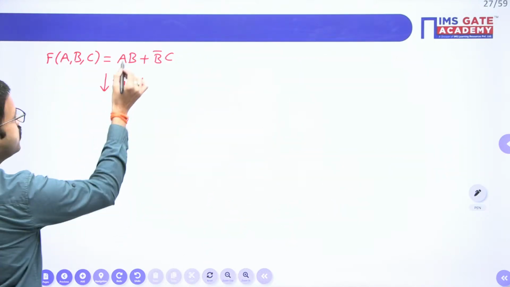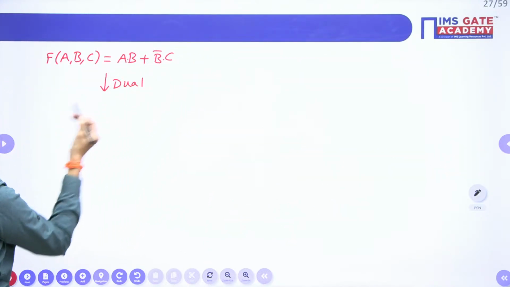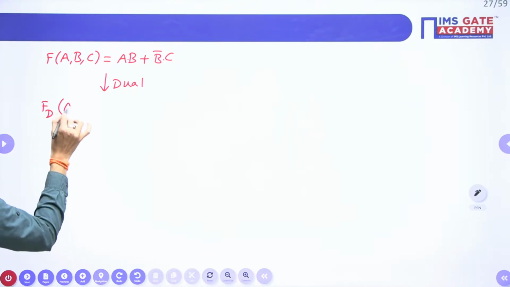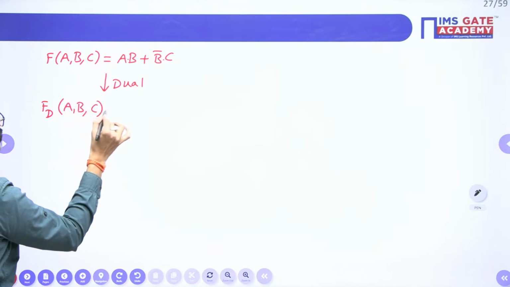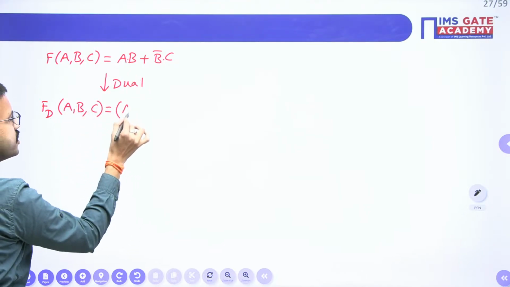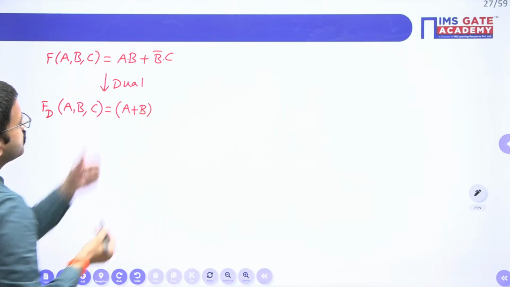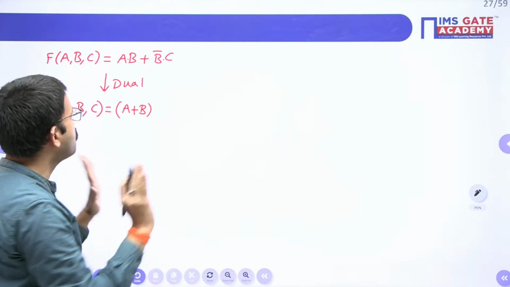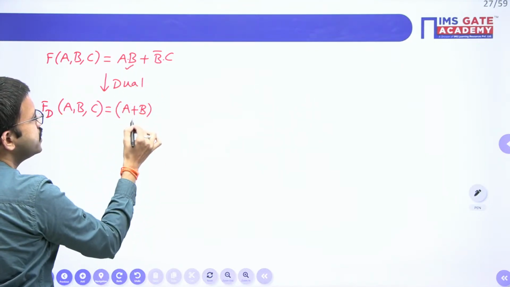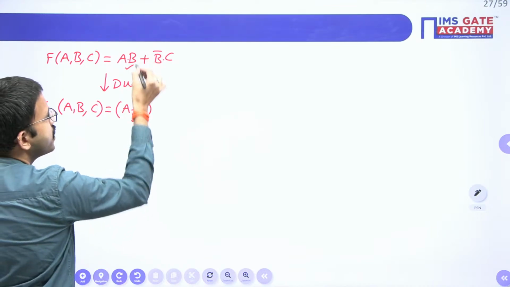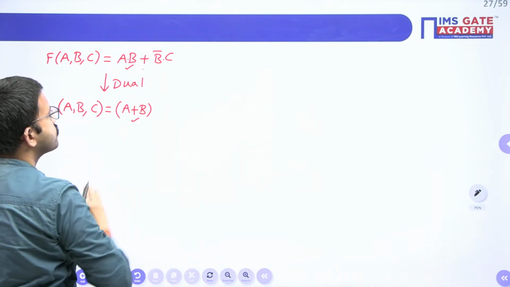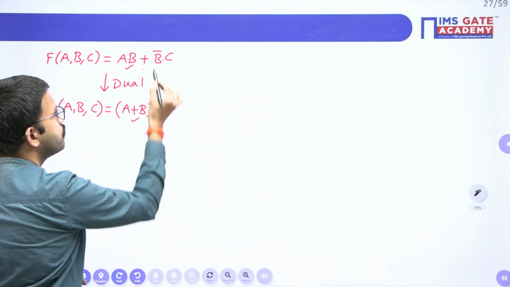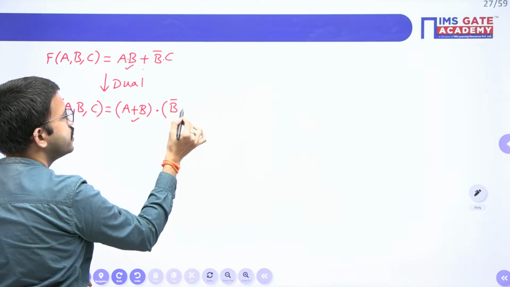Now with this understanding, just carefully observe. Just apply dual. I am labeling this one as F suffix D, where D stands for dual. So now A and B you are having, the corresponding dual is A plus B. You are having 2 variables A, B, I kept as it is. Regarding variables, we are not doing any modification, only the operator we are changing. Here logical AND is there, here logical OR. Now here logical OR is there, so you will get logical AND. Then B bar into C, so here B bar plus C.